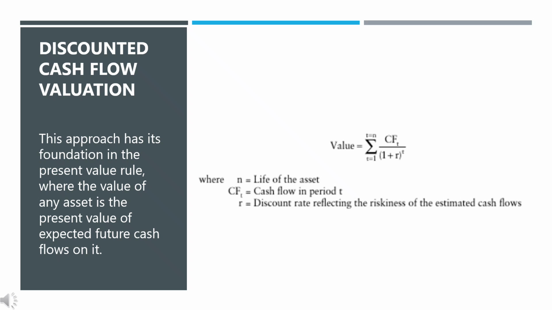Basics of discounted cash flow valuation. This approach has its foundation in the present value rule, where the value of any asset is the present value of expected future cash flows on it. The cash flows will vary from asset to asset: dividends for stocks, coupons, interest, and the face value for bonds, and after-tax cash flows for a real project. The discount rate will be a function of the riskiness of the estimated cash flows, with higher rates for riskier assets and lower rates for safer projects.